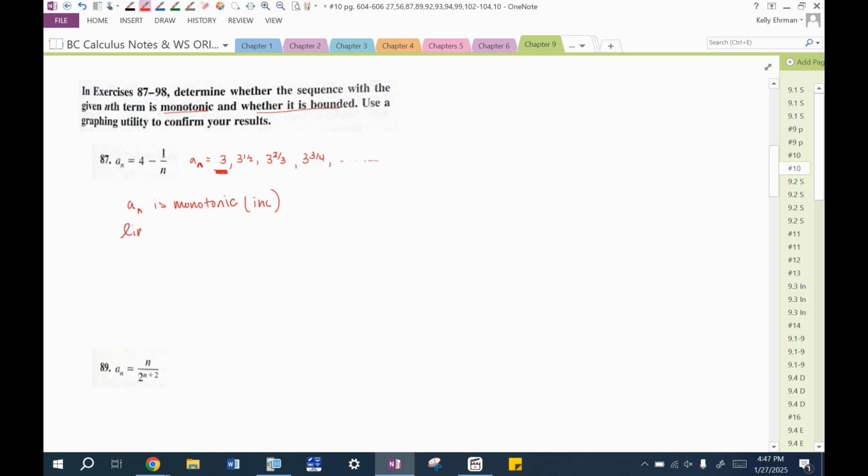I find the upper limit, or the upper bound, by taking the limit as n approaches infinity of this increasing sequence. So when I do that, I get 4 minus 0, which is just 4. So that is the upper bound.